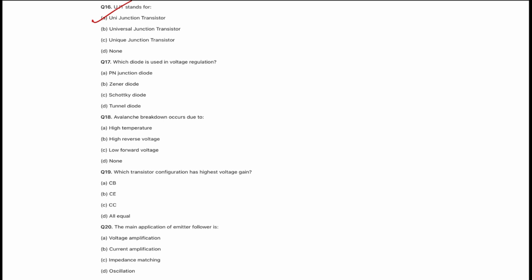Which diode is used in voltage regulation? Option A, PN junction diode; option B, Zener diode; option C, Schottky diode; option D, tunnel diode. The answer is, for voltage regulation we are using Zener diode. Option B.